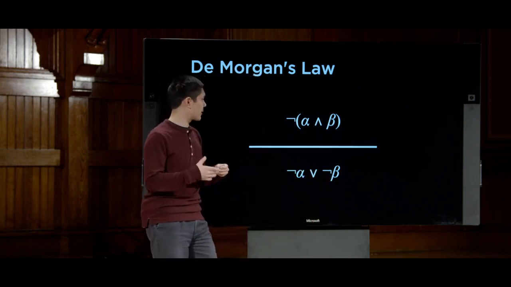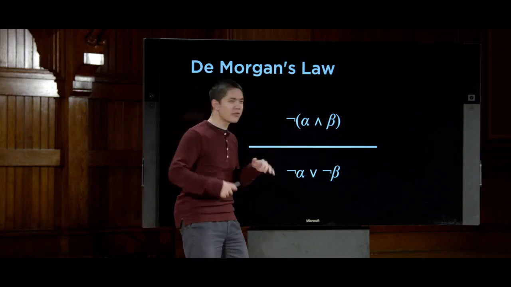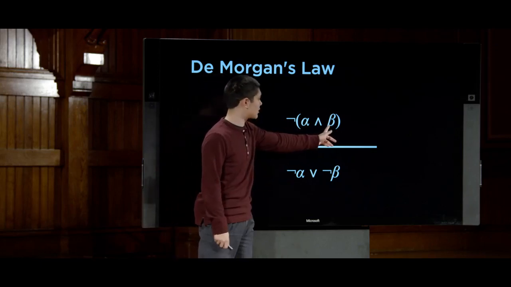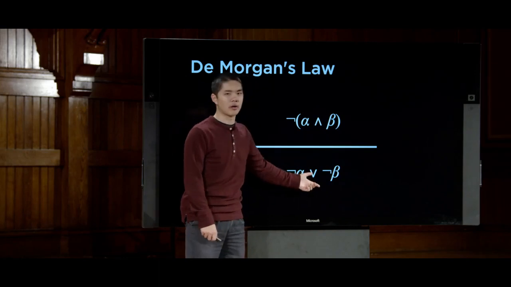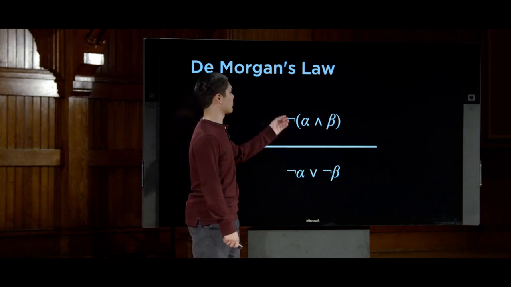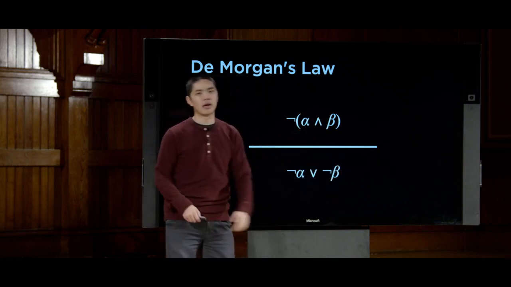The way I like to think about this is that if you have a negation in front of an and expression, you move the negation inwards, so to speak, moving the negation into each of these individual sentences, and then flip the and into an or. So the negation moves inwards, and the and flips into an or. So I go from not (A and B) to not A or not B.